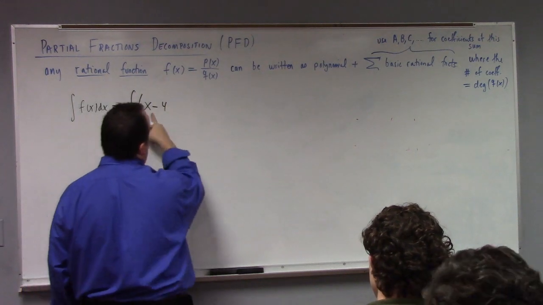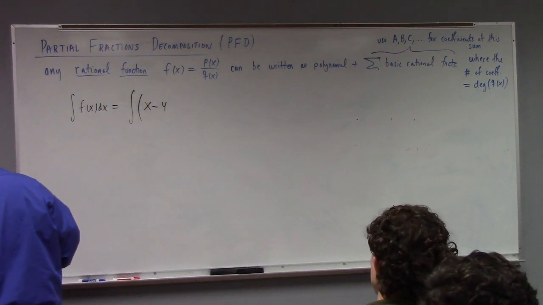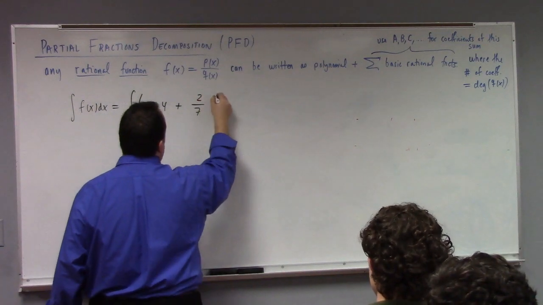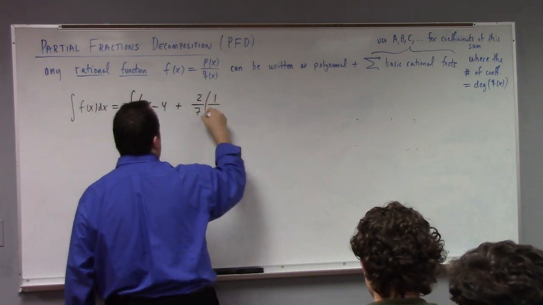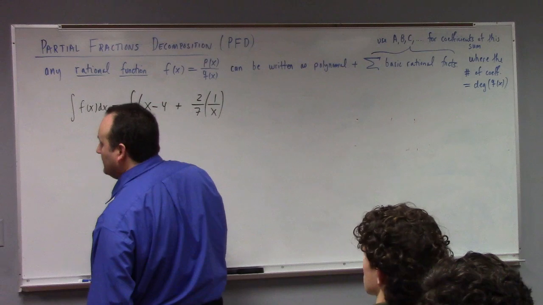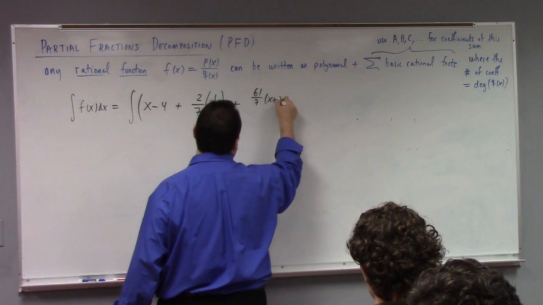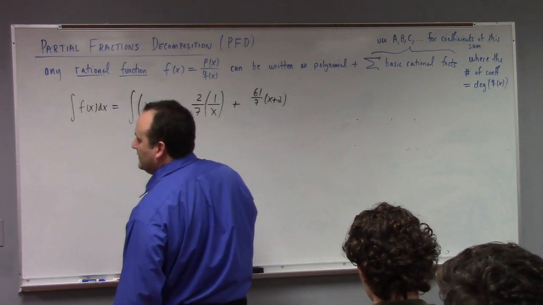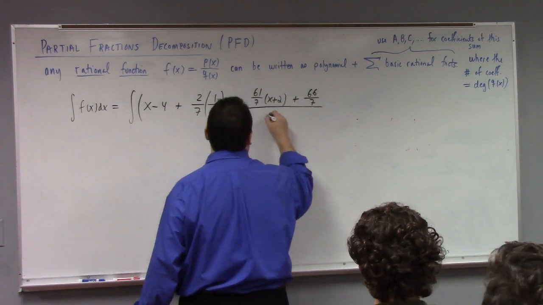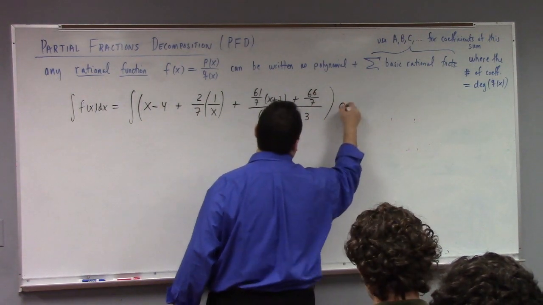That was the most enjoyable part of all this. I mean, this is all enjoyable. All right, so then plus 2/7 times 1 over x. Plus 61 over 7 times x plus 2. C was plus 66 over 7 divided by x plus 2 quantity squared plus 3 dx.